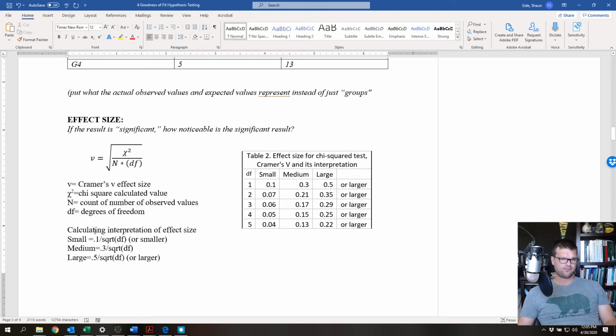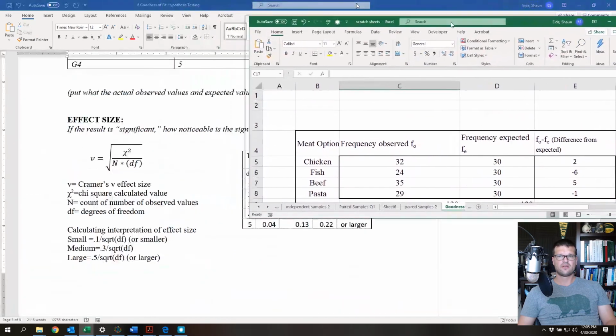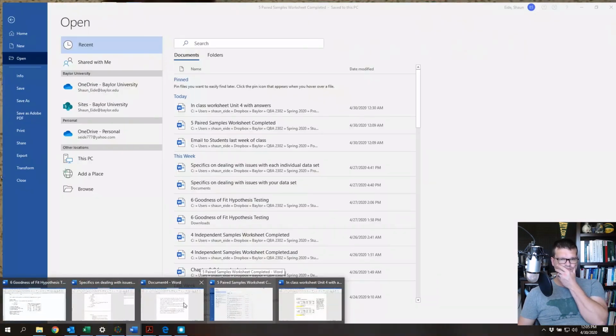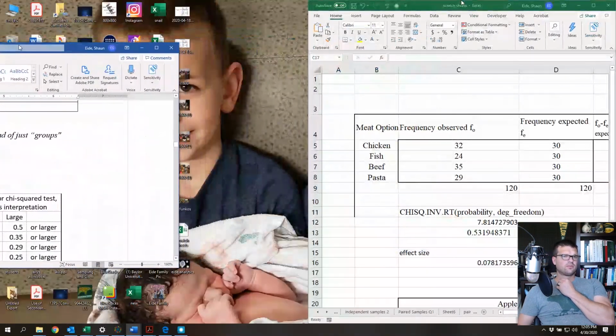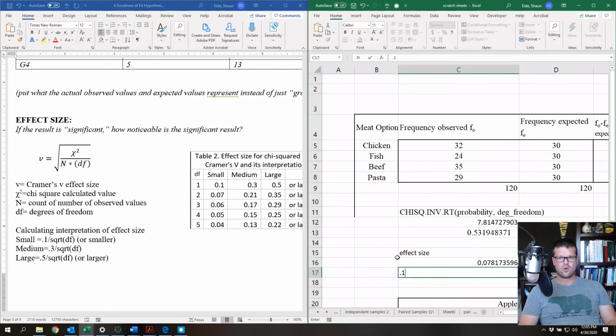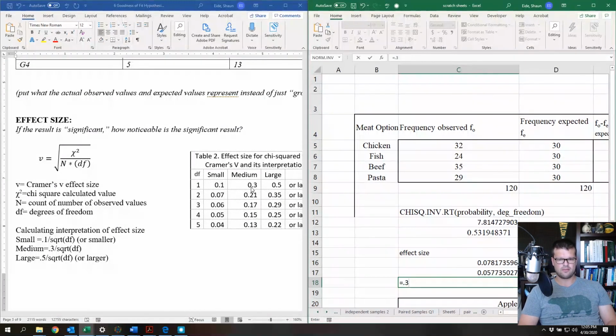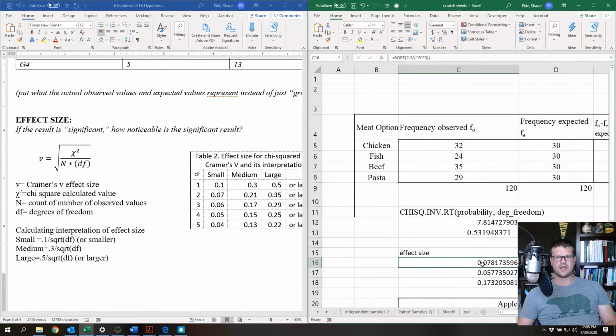So let's take a look at what that means. We have 0.1, and let's do this in Excel. Okay, so we have equals 0.1 divided by the square root of, what's the degrees of freedom? Degrees of freedom is 3. So 0.1 divided by the square root of 3, and so is this right about the same? Well, let's take a look at the medium. Equals 0.3 divided by the square root of 3, the degrees of freedom, and that's 0.1732.